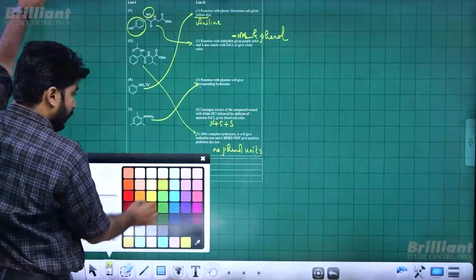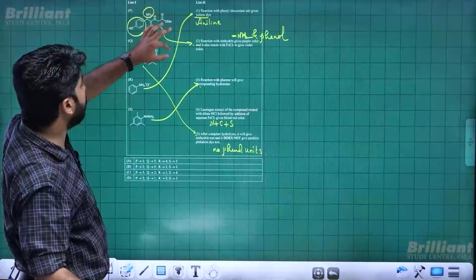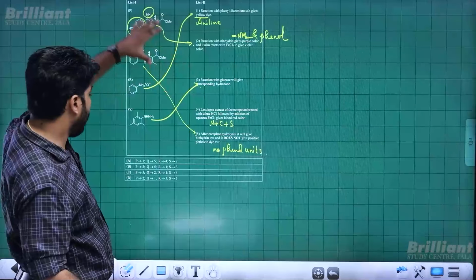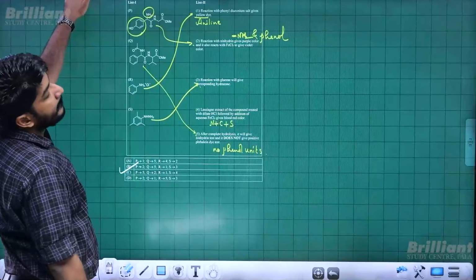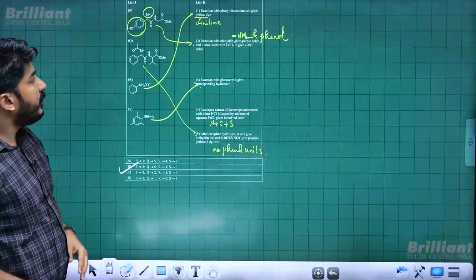So the correct matching has to be 2, 5, 1, 3, which is option B. Okay, so that completes paper 1.